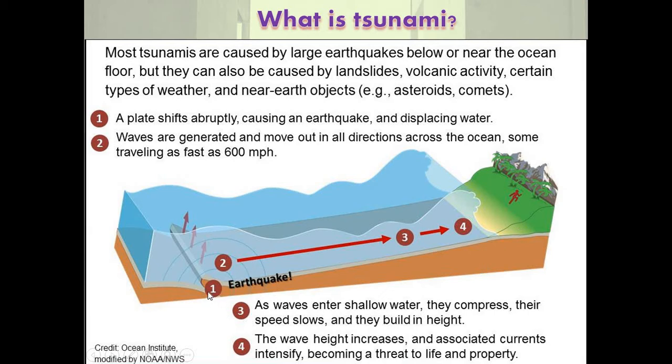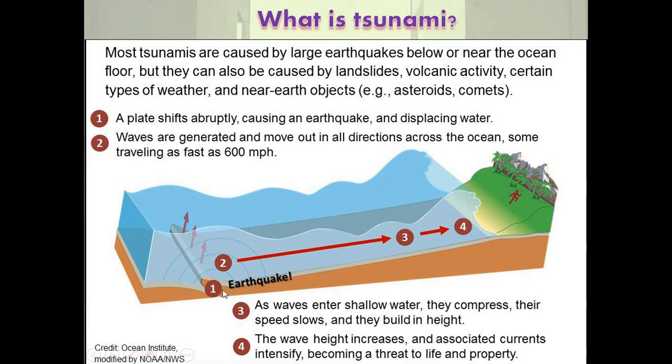This is an example of a tsunami. First, an earthquake is created in this area. Then waves come out and travel in these directions. Most tsunamis are caused by large earthquakes below or near the ocean floor, but they can also be caused by landslides, volcanic activity, certain types of weather, and near Earth objects like asteroids and comets.